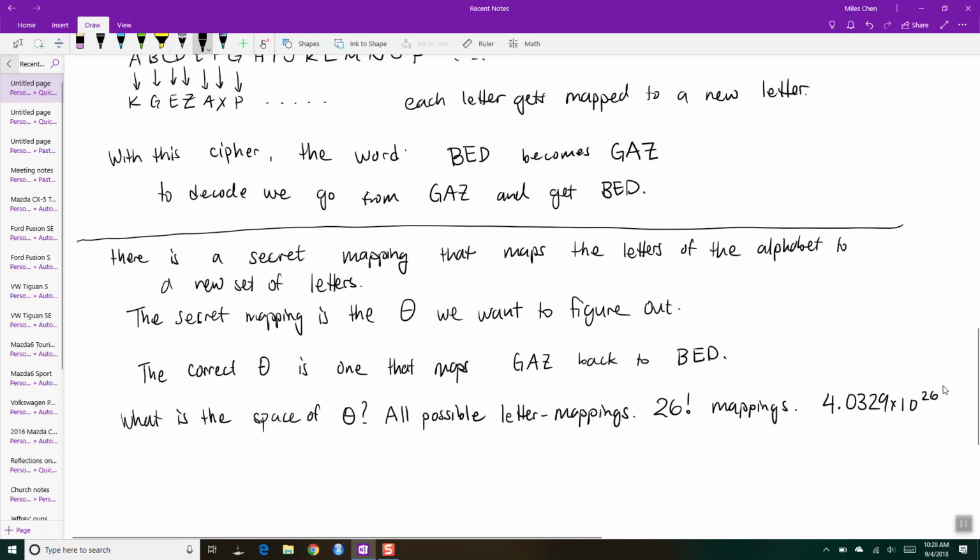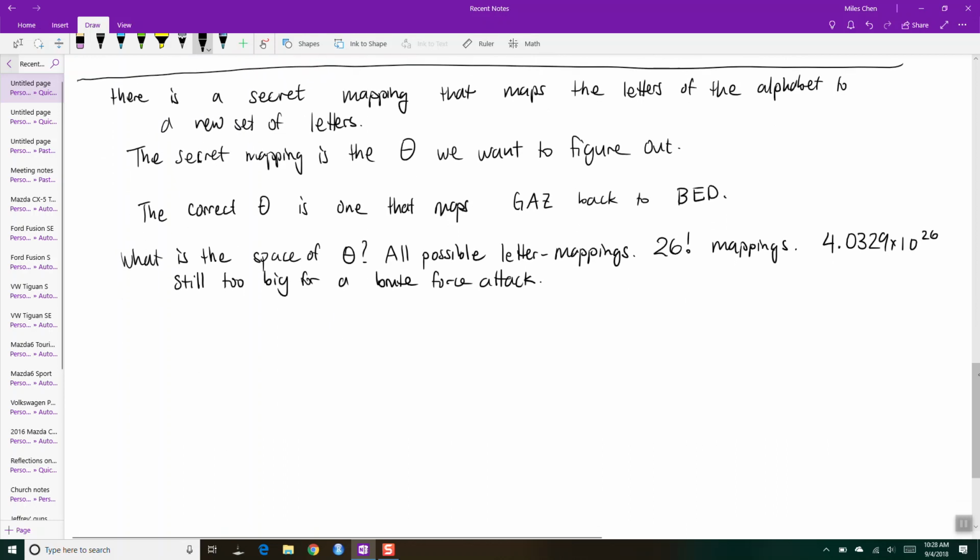There's 26 factorial mappings, and this is too many for a computer to just brute force, okay? So, I mean, you could do a brute force attack, but it's still too many, right? Still too big for a brute force attack. Okay. A brute force attack being you just start with one mapping and you just change one letter at a time and you go through it, okay? So we need a better way to try to figure this out.